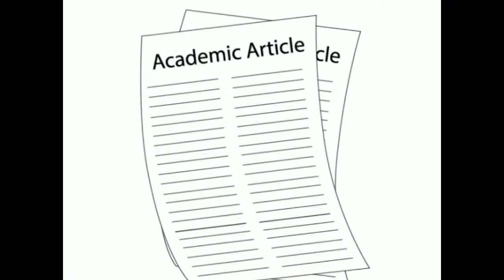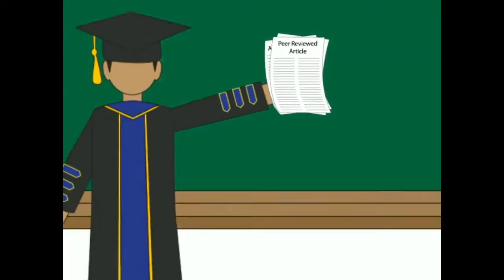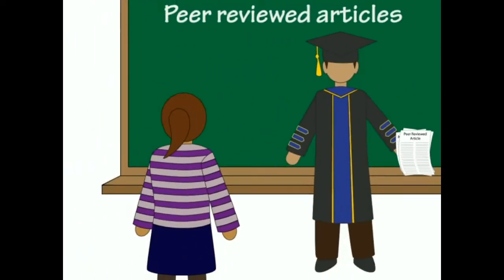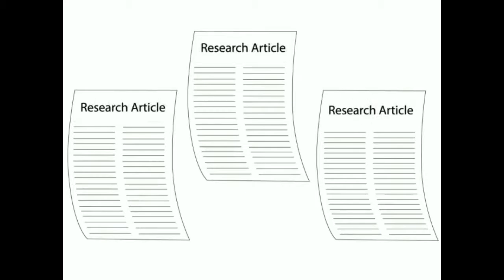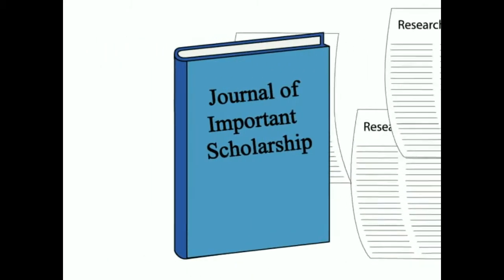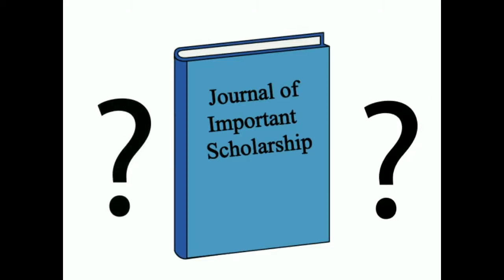Scholarly articles, academic articles, peer-reviewed articles. You may have heard these terms used by your professor, but what do they mean? Essentially, these are all different ways of describing the same thing, research articles that have been published in scholarly journals. But what is a research article, and how does it get published in a scholarly journal?